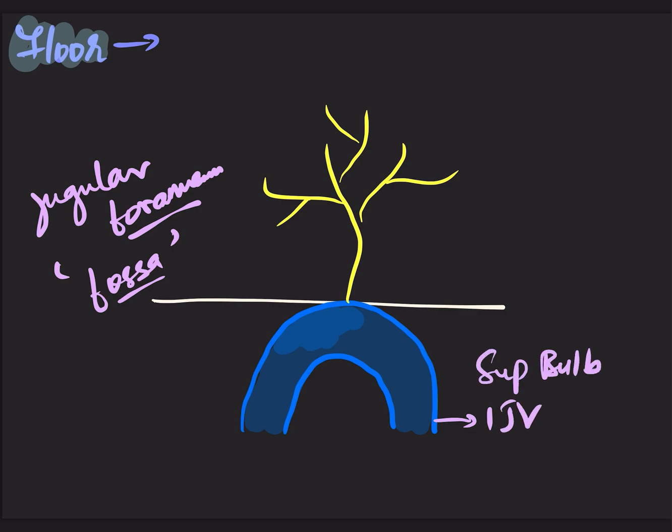Another feature of the floor is that the tympanic branch of the glossopharyngeal nerve pierces the floor and ramifies over the promontory to form the tympanic plexus. So what are the two features of the floor? One is the jugular fossa present on the undersurface of the petrous part of the temporal bone, related to the superior bulb of the internal jugular vein, and secondly, it is pierced by the tympanic branch of the glossopharyngeal nerve, also called the Jacobson nerve. This pierces the floor and ramifies over the promontory. I'll tell you what the promontory is, and that forms the tympanic plexus.